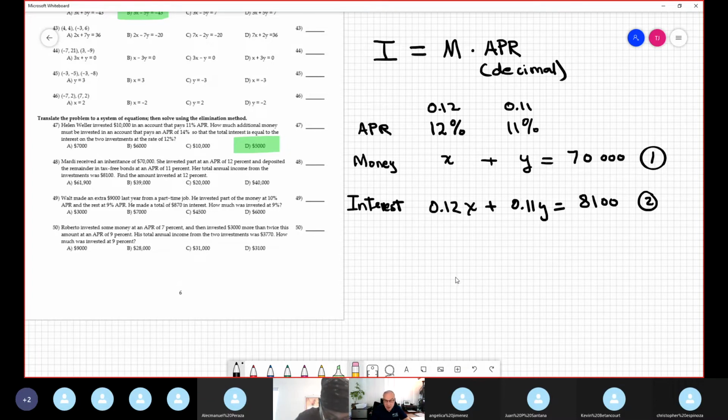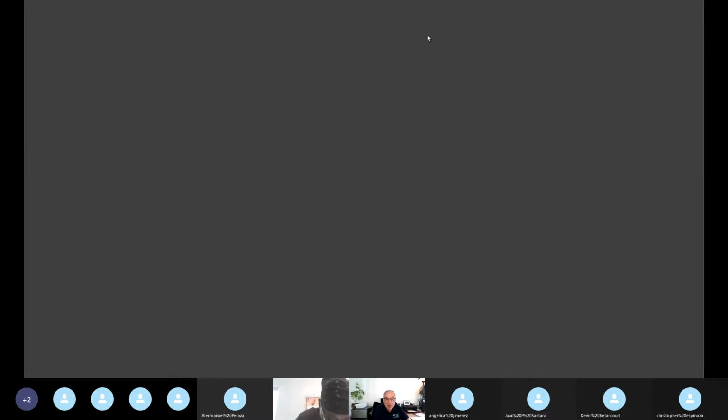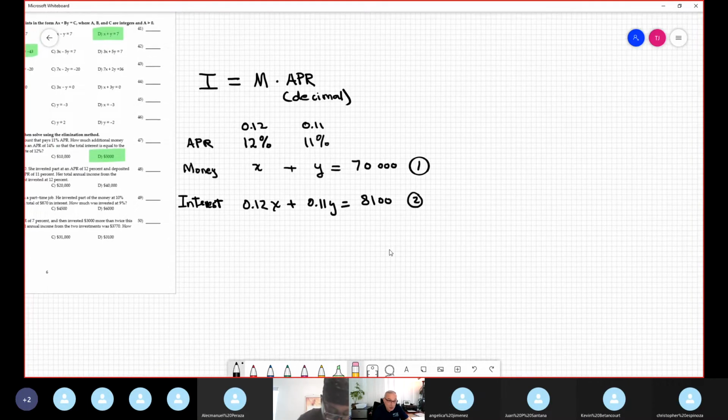Okay, let's do a substitution. Elimination. Angelica, like elimination, and the problem says elimination. So I try to eliminate the decimal because it's not good for elimination. You multiply equation 2 by 100, so we have 12X plus 11Y equal 8100 when you multiply it by 100, you attach two more zeros. And it's equation 2 now.